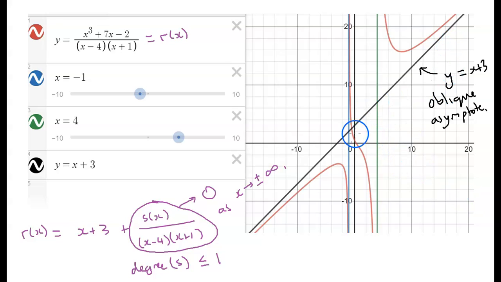And note one other point of interest here is that the function r of x is the red curve, and note that it actually intersects its asymptote. R of x intersects its asymptote. To find the point of intersection, you can simply set r of x equal to the asymptote, equal to x plus 3, and then solve for x, and that'll give you the point of intersection.